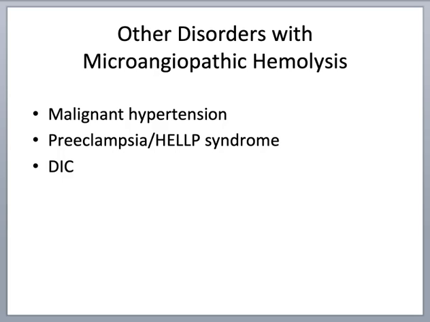Now just to mention, because you have heard of at least two of these in other courses, there are other disorders that are associated with microangiopathic hemolysis. These include malignant hypertension. Again, you have abnormal small vessels primarily in the kidneys but throughout the body, which cause red cell fragmentation. Kind of related to this, which you learned about in the course before last, preeclampsia and HELLP syndrome. And then finally, DIC, which again we'll talk about in an upcoming case.